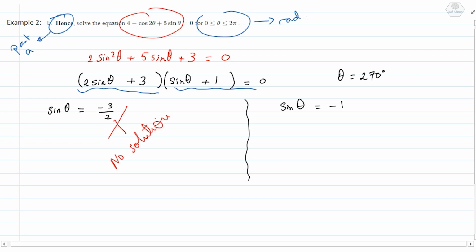To change it to radians, I simply multiply by pi over 180. So theta is equal to 270 times pi over 180. 270 becomes 3, and this is a 2. So my answer, theta is equal to 3 pi over 2. And in this case, I have only one solution.